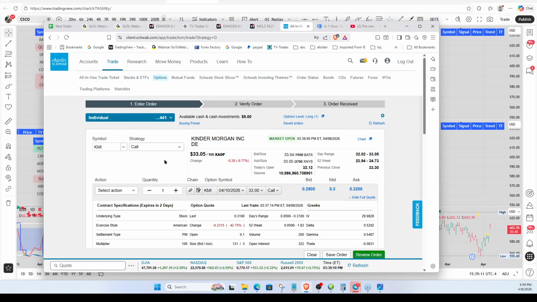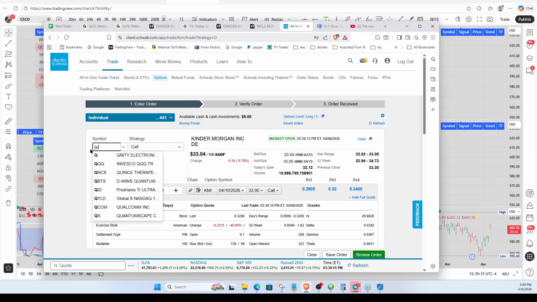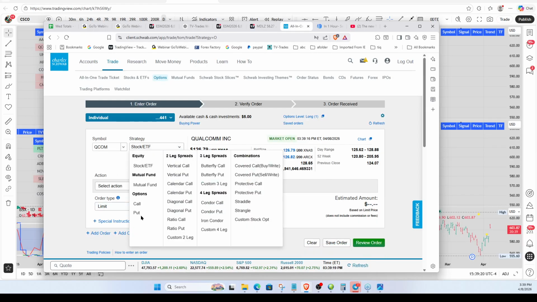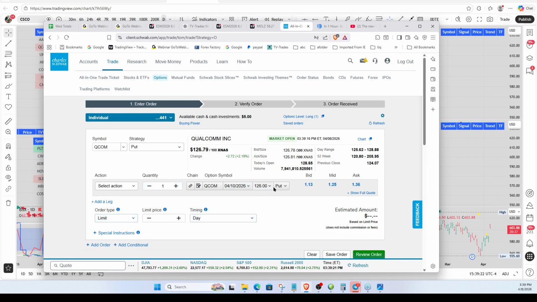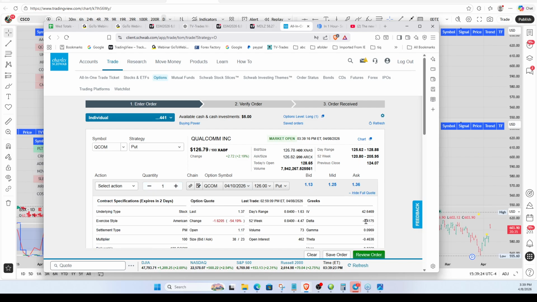And now we'll go to QCOM. That's the next one. So all the rest of them are puts. Right, so QCOM was the next one. And QCOM is a put. And well, let's look at the delta on that. See, the delta's only 41, so you're not going to do the 126. The 127, the delta's 51 now.